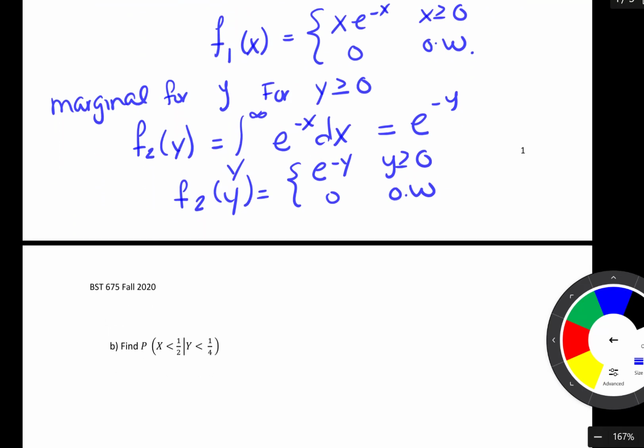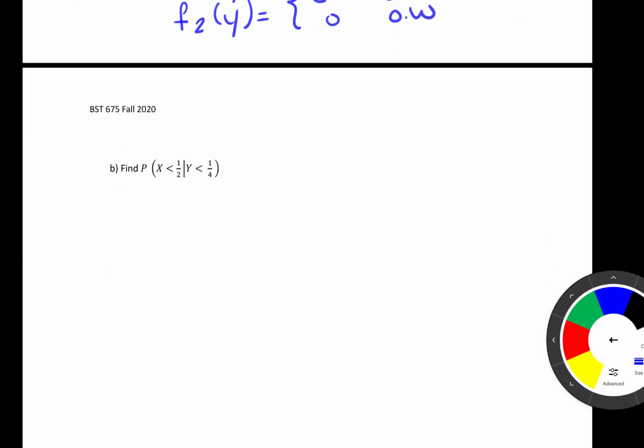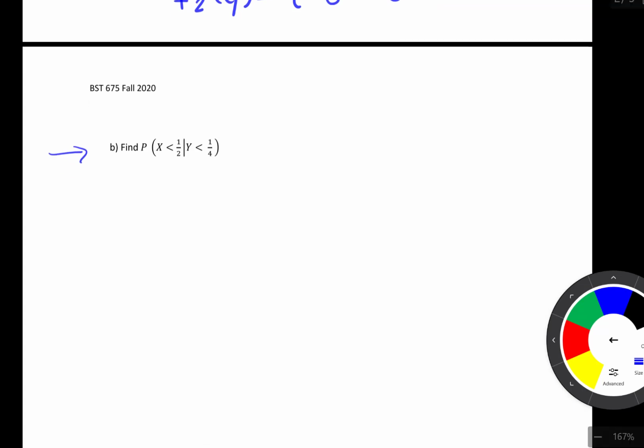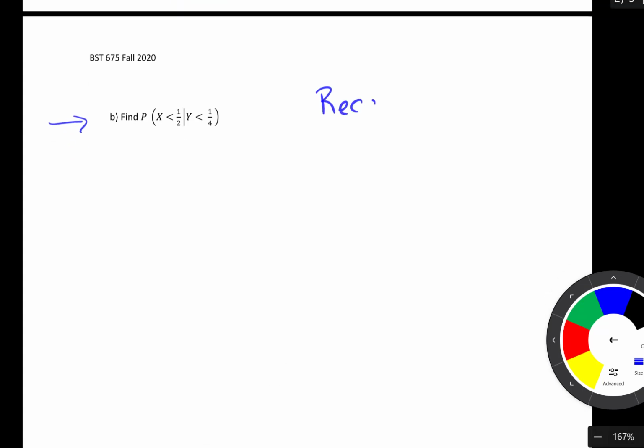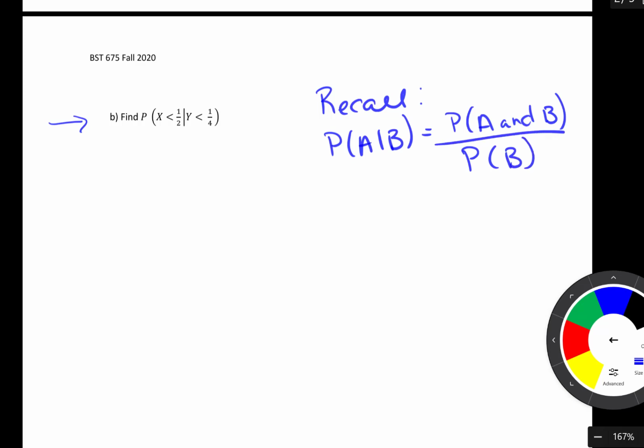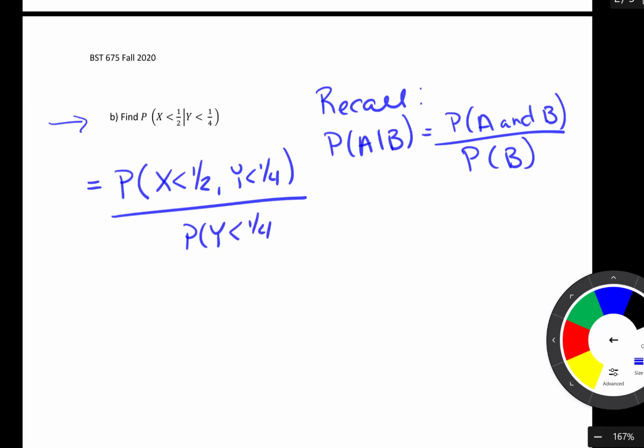Now using this, we can find conditional distributions, or conditional probabilities. In this case, we're interested in the probability that x is less than 1/2, given that y is less than 1/4. Recall that the probability of A given B is equal to the probability of A and B divided by the probability of B. In our distributions, the numerator is the joint and the denominator is a marginal probability. So this probability is equal to the probability that x is less than 1/2 and y is less than 1/4, divided by the probability that y is less than 1/4.